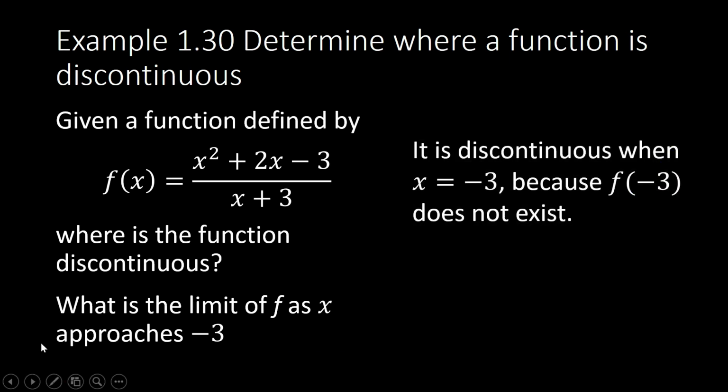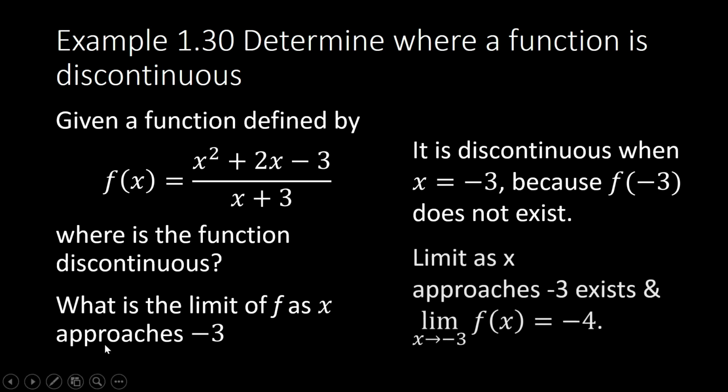So what do we have here? We have a function that is not continuous when x is equal to -3. Why so? Because f of -3 does not exist. But its limit exists when x is equal to -3. And the limit of our function as x approaches -3 is equal to -4.